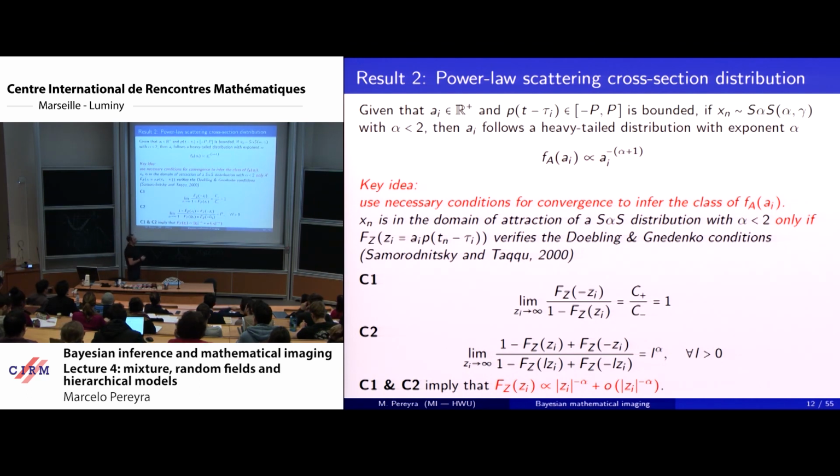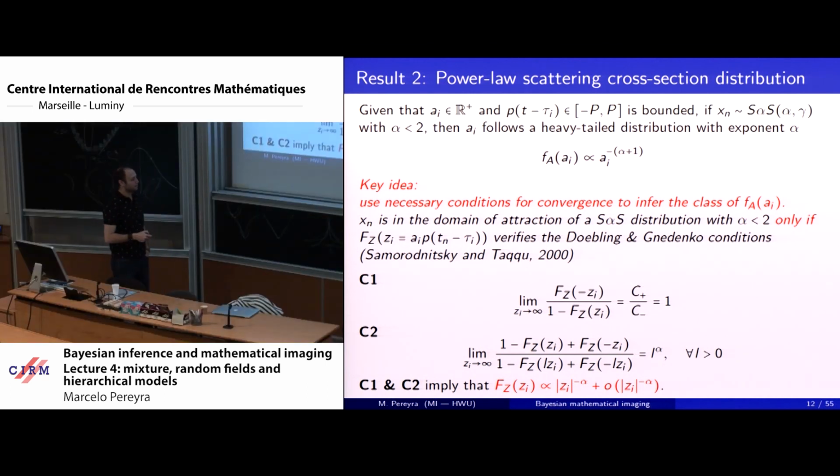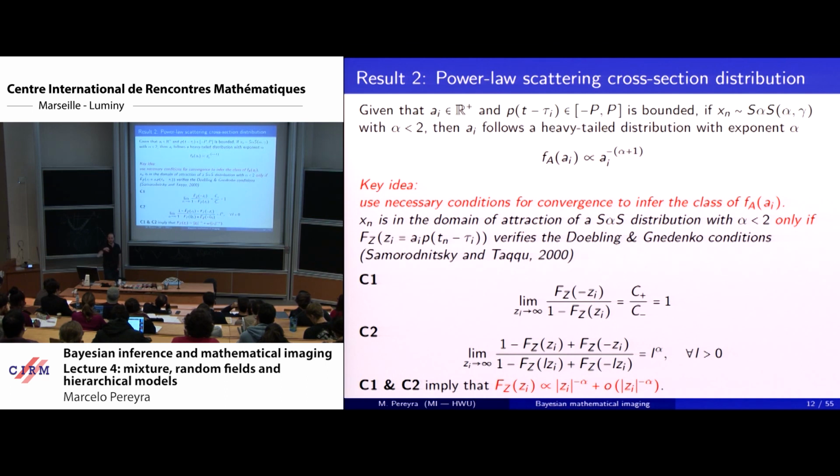Well, we know from some, I think these are two Russian probabilists, but maybe they're from another ex-Soviet country, that the signal is in the domain of attraction of the symmetric alpha stables only if it verifies some conditions on capital F, the cumulative distribution function. And by playing a bit with this, it's easy to show that this only happens if this product of the pulse signal and the scatterer has a power law distribution. So instead of being exponential of minus something, it is absolute value to some negative power. So it's a polynomial tail and not an exponential tail.